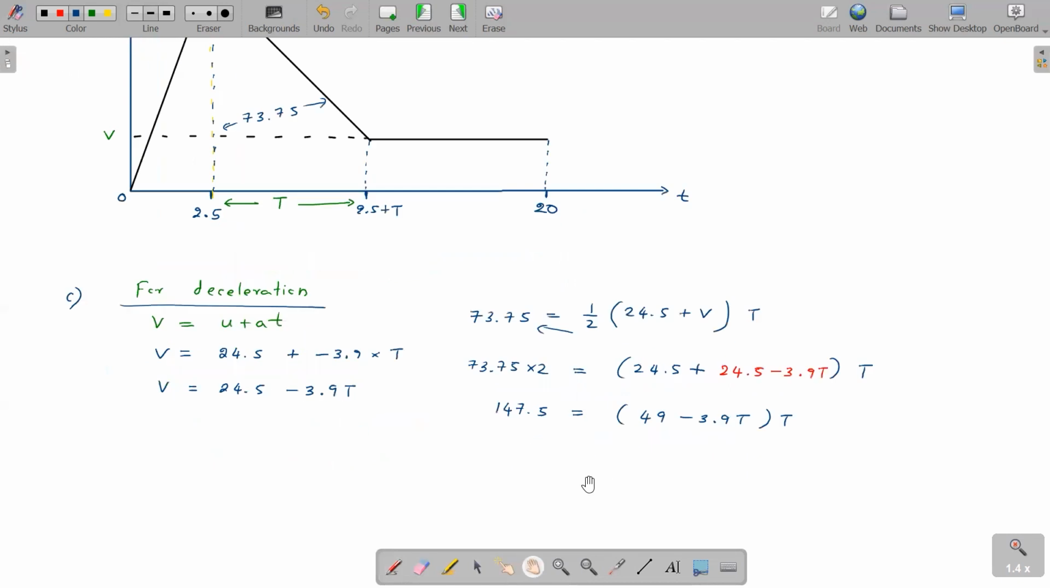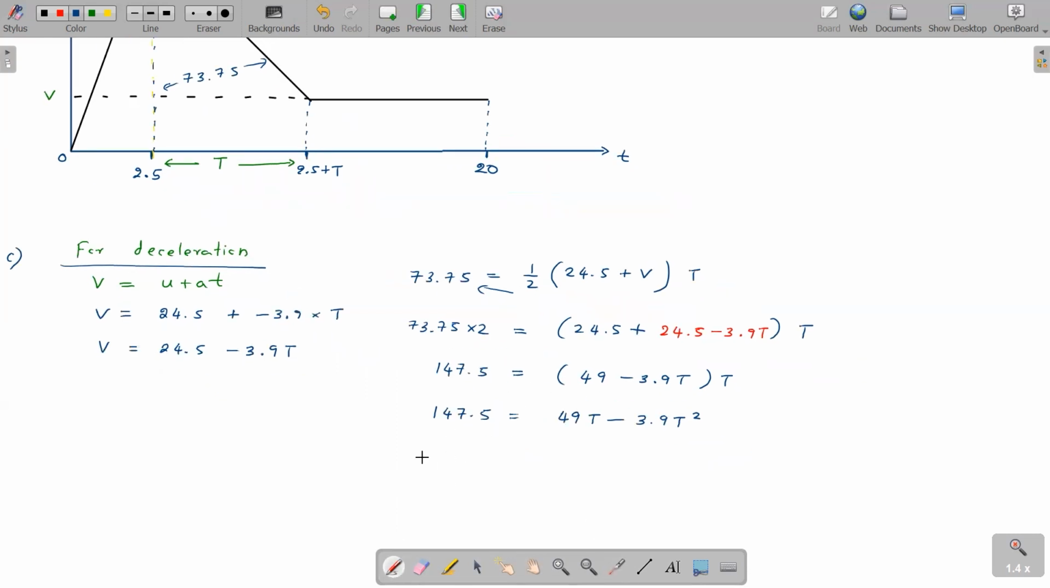So do you see what I'm going to create? It's a quadratic equation. You must open the bracket here, because this is not equal to 0. You cannot factorize at this point. You have to open the bracket because to solve a quadratic equation, it must be equal to 0. 49T minus 3.9T squared. So take everything to one side: 3.9T squared minus 49T plus 147.5 equals 0. Is that correct?